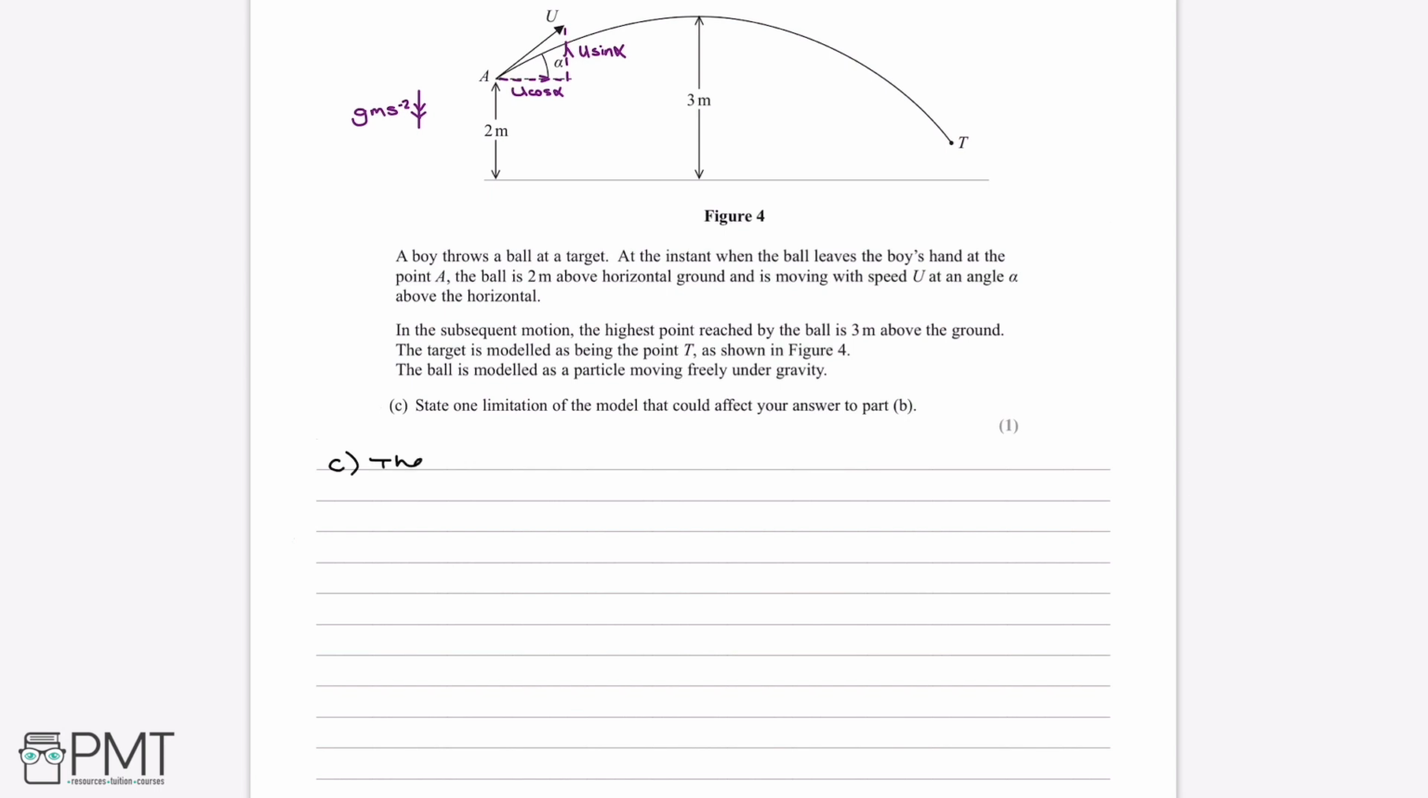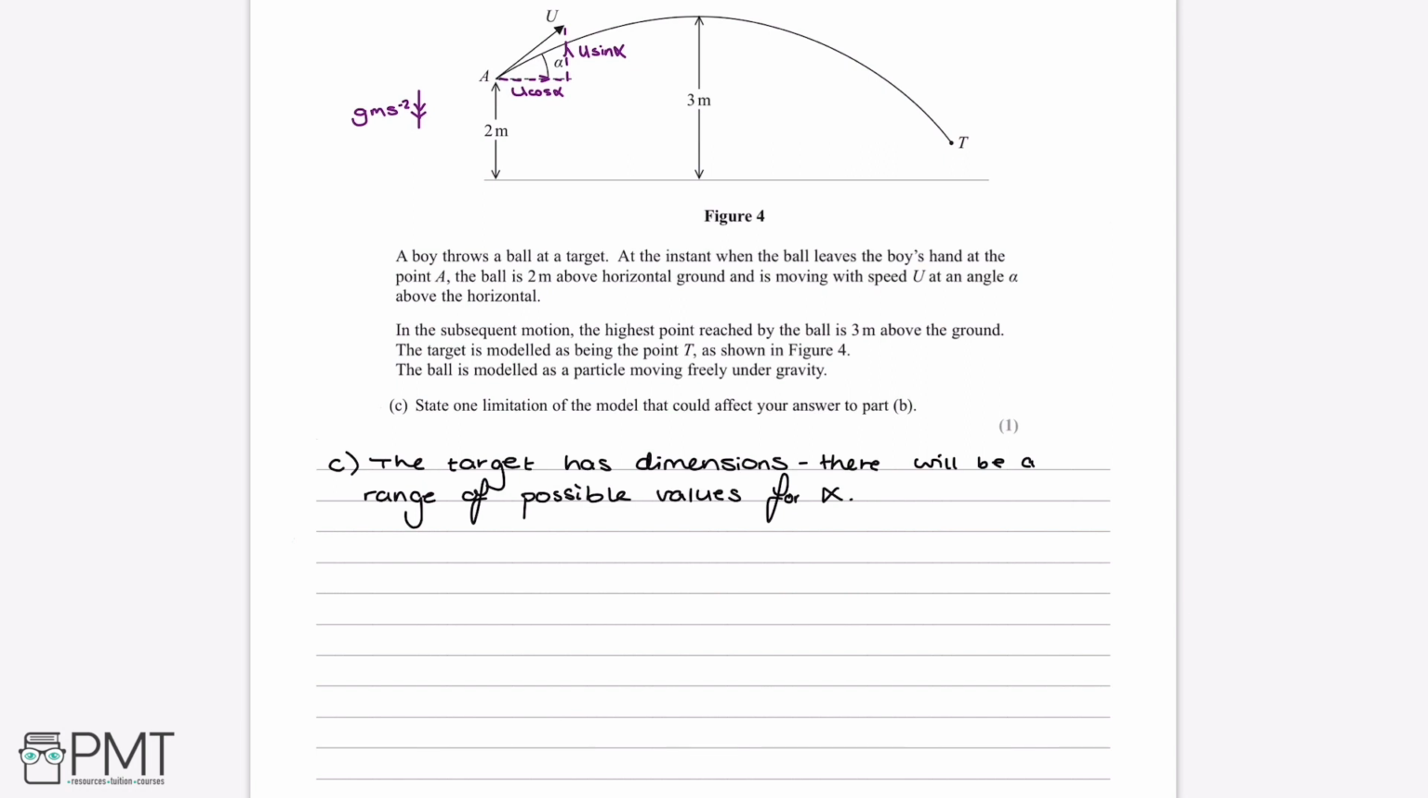And so we can say that since the target isn't a singular point, it has dimensions, there must be a range of possible ways that we can throw this ball that will still hit the target. And so there's going to be a range of values of alpha, not just 14 degrees as we found in part B. And this is one possible answer. The mark scheme actually gives a list of different answers you can say. There isn't only one thing you can put.